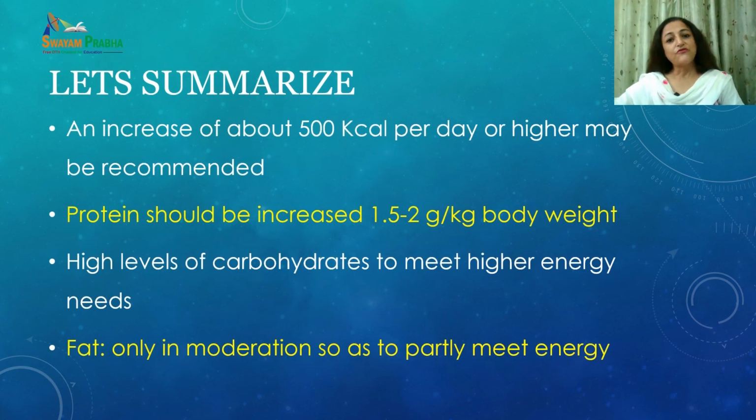An increase of about 500 kilocalories daily or higher may be recommended depending upon the extent of underweight and the underlying diseases. The protein level should be increased and the RDA is around 1.5 to 2 grams per kg body weight. And high levels of carbohydrates are needed to meet the higher energy needs. But here we have to manage the fiber content because we cannot provide high bulk food to that person. And fat has to be given only in moderation to meet the energy needs. Excess of fat could worsen the existing malabsorption symptoms.